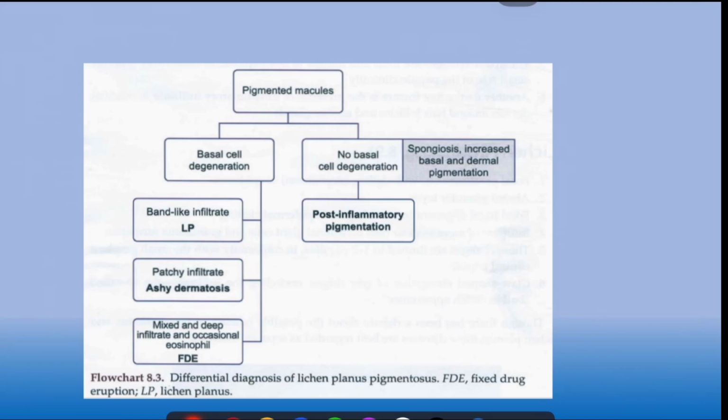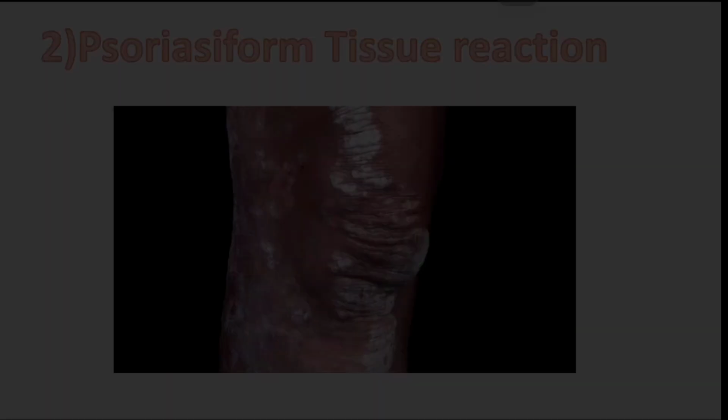Now, pigment macules are there and basal cell degeneration is present. If it is band-like, lichen planus; patchy, Ashy dermatosis; mixed and deep infiltrate with occasional eosinophils, it is fixed drug eruption. And with no basal cell degeneration but still pigment incontinence, you have to see whether spongiosis and increased basal and dermal pigmentation are there, then it is post-inflammatory pigmentation.